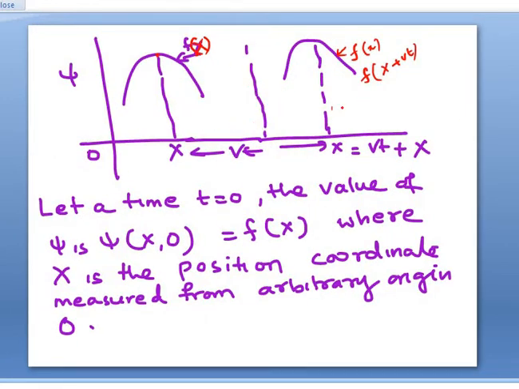The wave is moving in this direction. Initially at time t it was at a position X. It has traveled a distance vt. So the new position is X plus vt, and that is known as small x position.